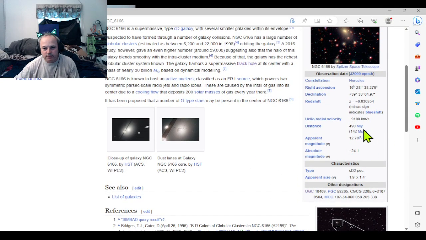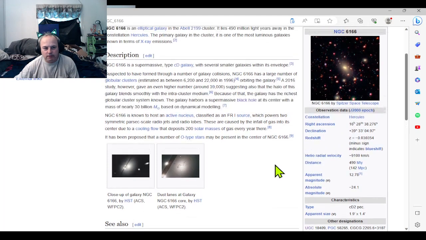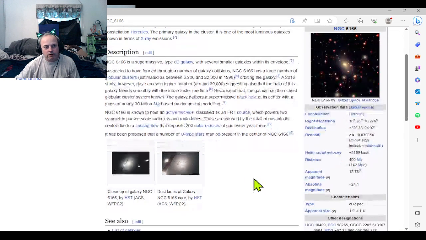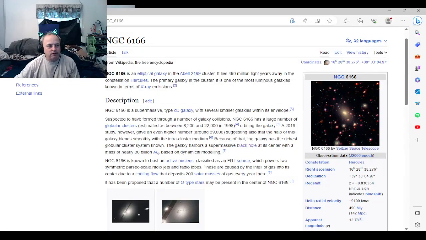So yeah, this one I don't see a volume or masses. 30 billion? Holy cow, the galaxy harbors a supermassive black hole with a mass of nearly 30 billion solar masses. That's 30 trillion suns. Think about that, 30 billion. So, okay, that's that one.